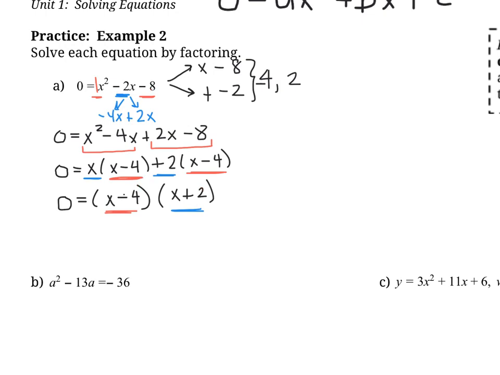The whole reason why we're factoring is to solve this thing. So we have our first x value is 4, because if I put in 4 minus 4, it's going to equal 0. And our second x value is going to be -2, because -2 plus 2 will also make 0.